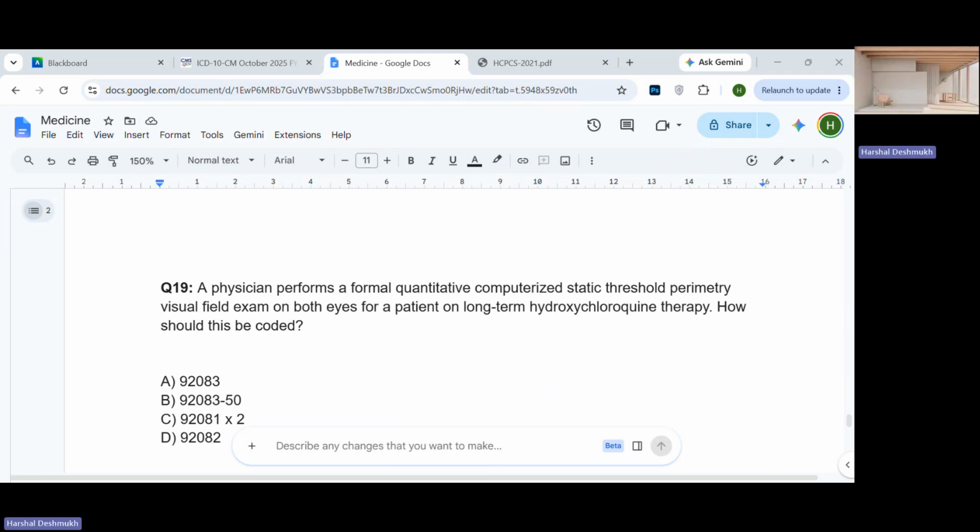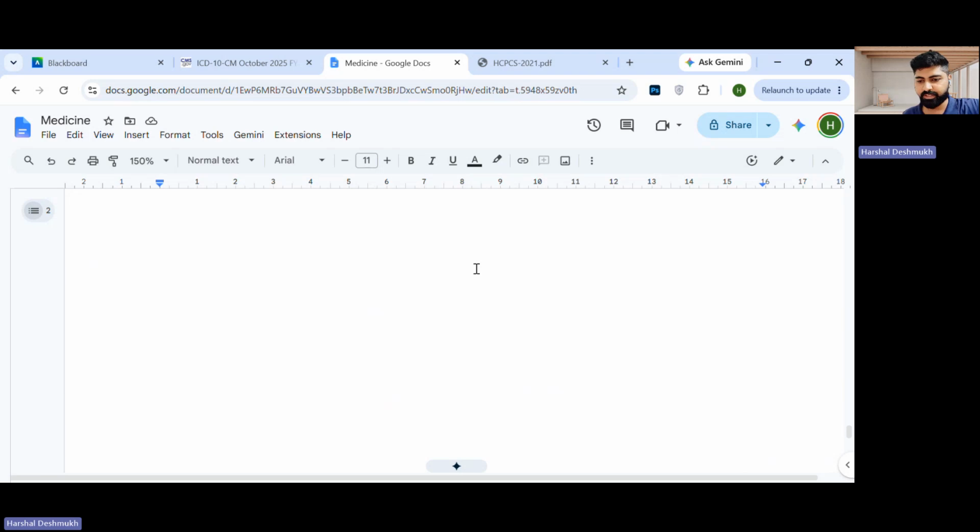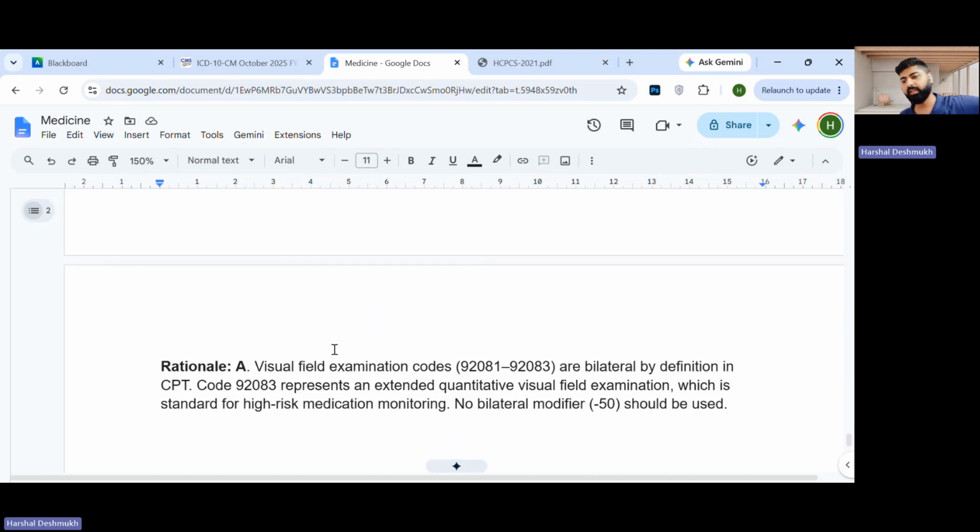All right. The answer to this question, question number 19, is option A for 92083, which represents an extended quantitative visual field examination.